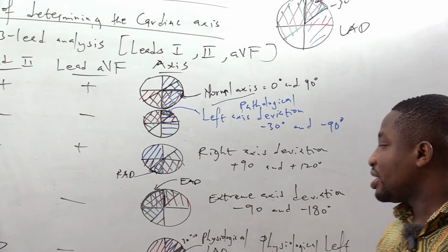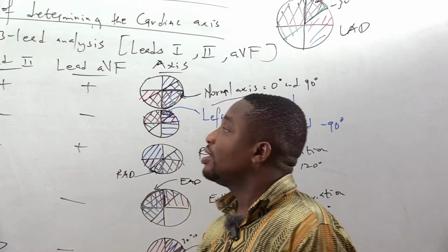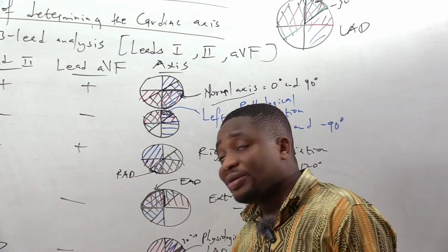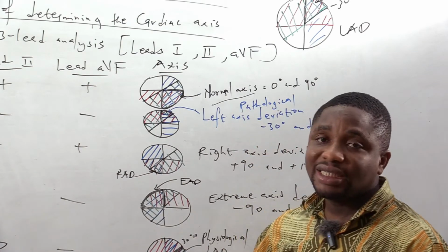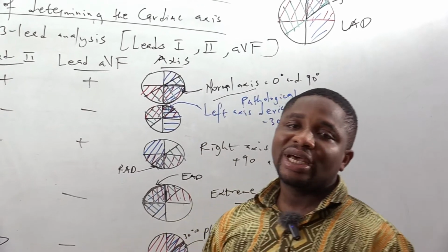Extreme axis of deviation. And finally, we have QRS complex in the 1 being positive, the QRS complex in the ABF being negative, and in the 2 is equiphasic.